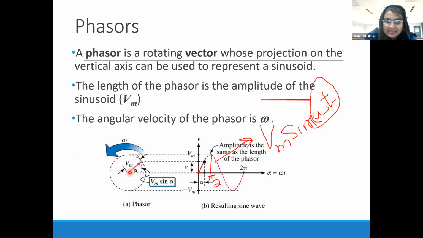Now, when your alpha is 90, your phasor will be in this direction. When your alpha is 180, which is this, then the phasor will be in this direction. When it is 270, which is in this direction, then your phasor will be in this direction, which is your 270. And then when it's coming back after completing one cycle, which is 2 pi, it will be back in its original position. Sounds good?